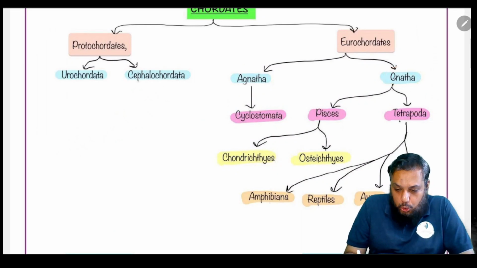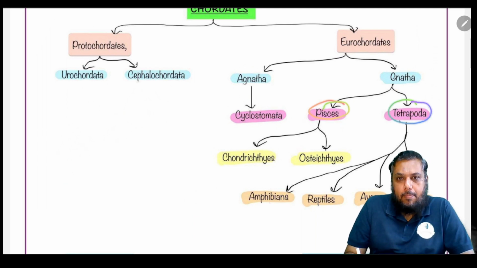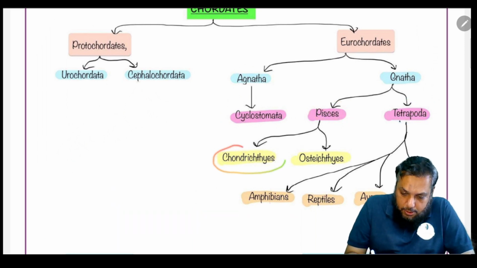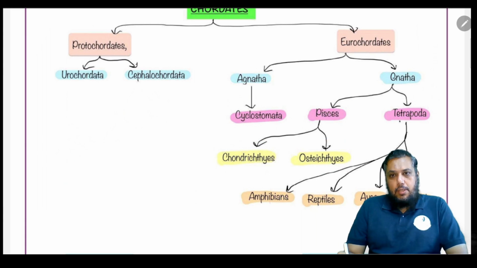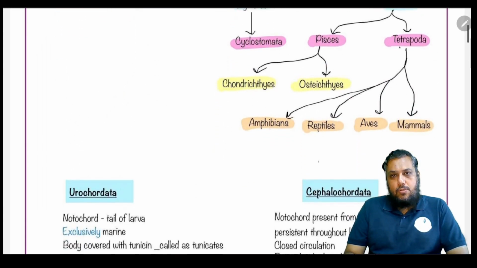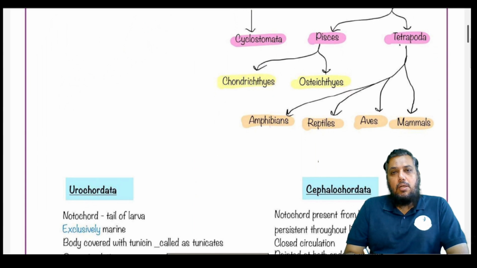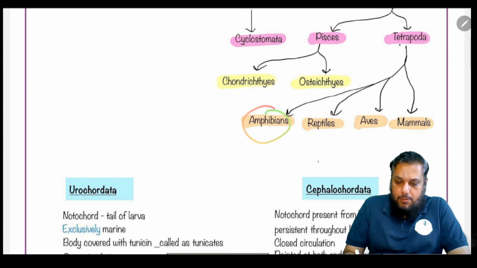Gnathostomata have two superclasses. One is Pisces, the other is Tetrapoda. Pisces means fishes, which includes the cartilaginous fishes, that is chondrichthyes, and the bony fishes, that is osteichthyes. Whereas the tetrapods, they show the presence of four classes, as we have seen in our regular lectures: amphibians, reptilia, aves, and mammalia.